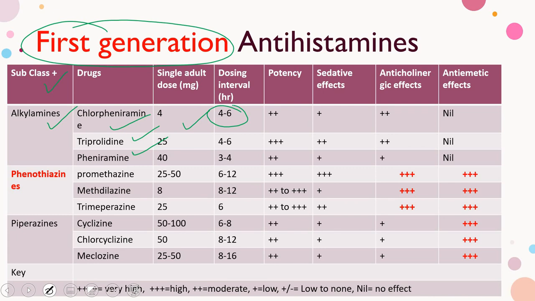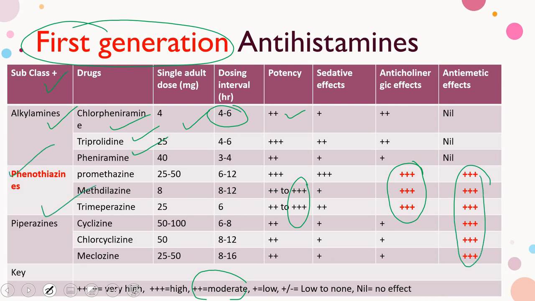This drug, chlorpheniramine, you will add. But its potency is plus plus, and plus plus means it's a moderate activity. Among the antihistaminic activity, the most prominent one is that of promethazine, and you can see the other derivatives. But the anticholinergic effect is predominant, especially with phenothiazine, and the anti-emetic effect is predominant with phenothiazine and piperazine.